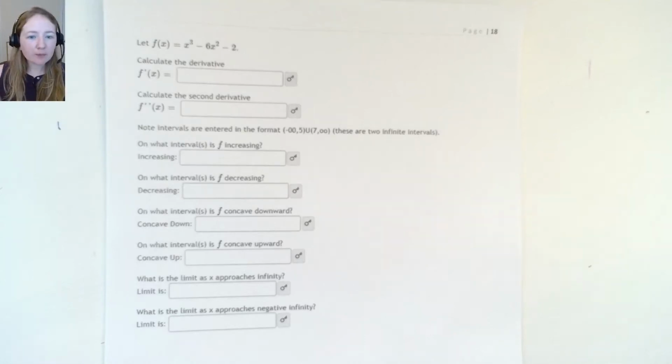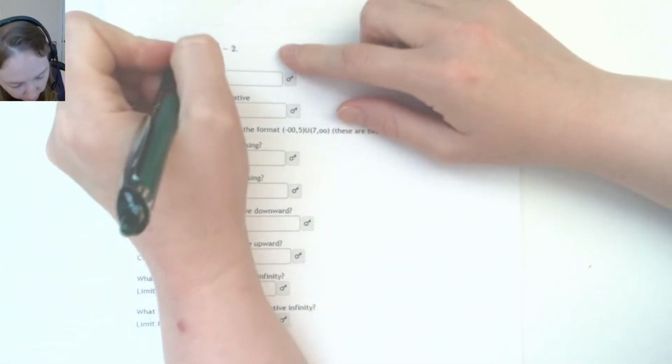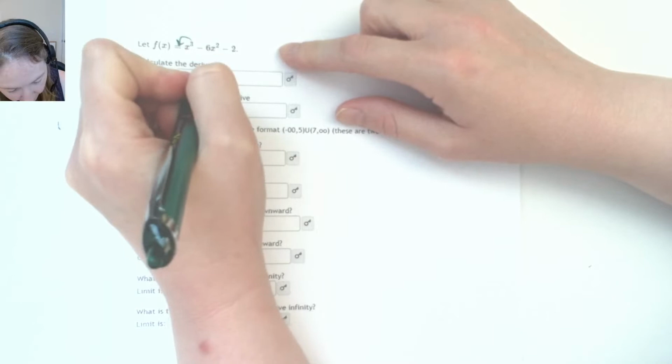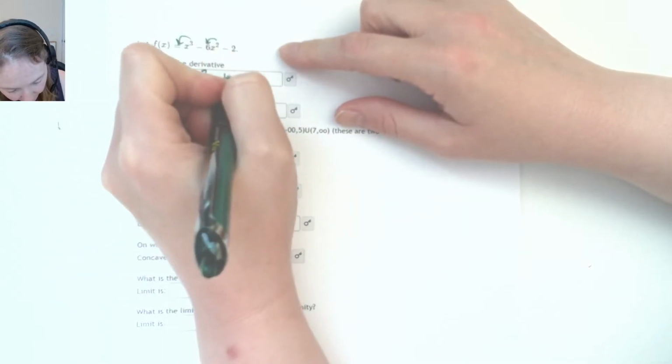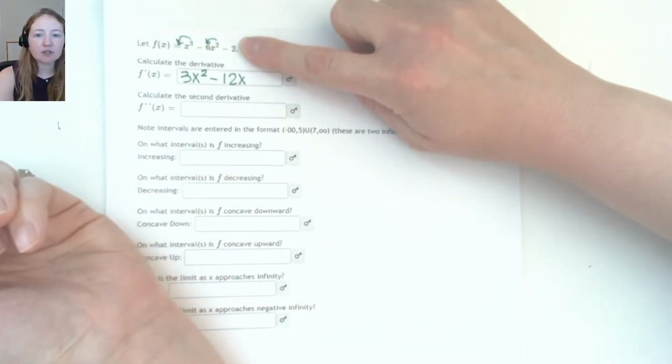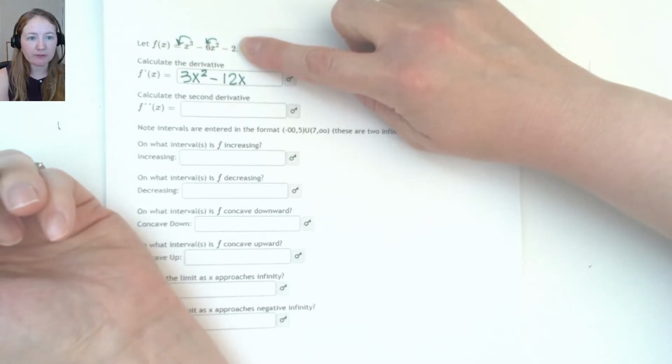All right, so here we are asked a multi-part question following the curve sketching process. The first thing is to calculate the first derivative. So we'll just have 3x squared minus 12x. And then of course the negative 2 is a standalone constant, so that will go to 0.